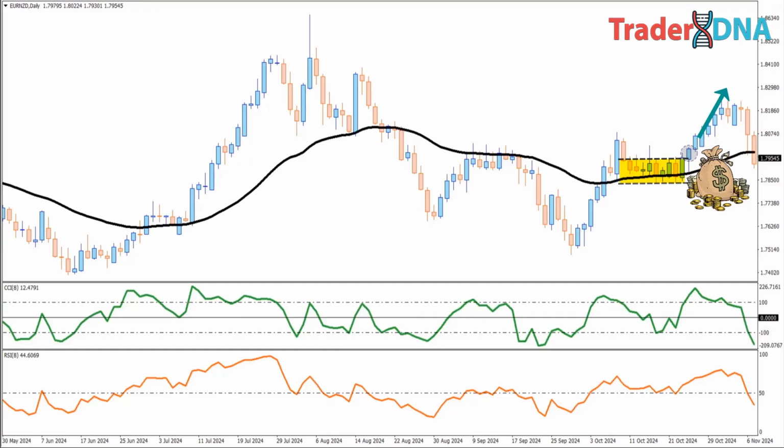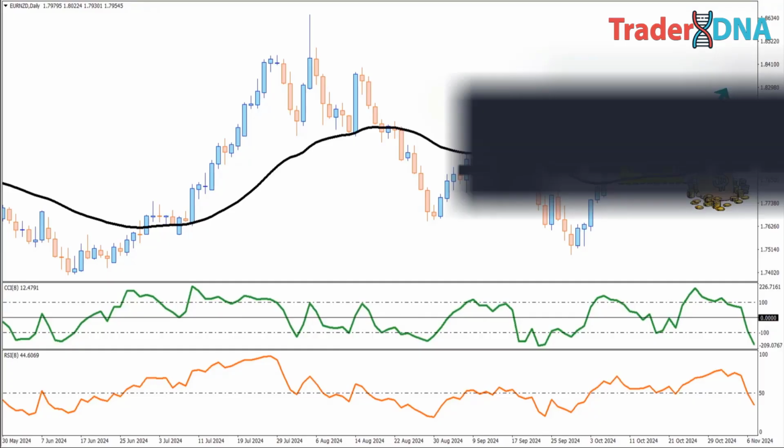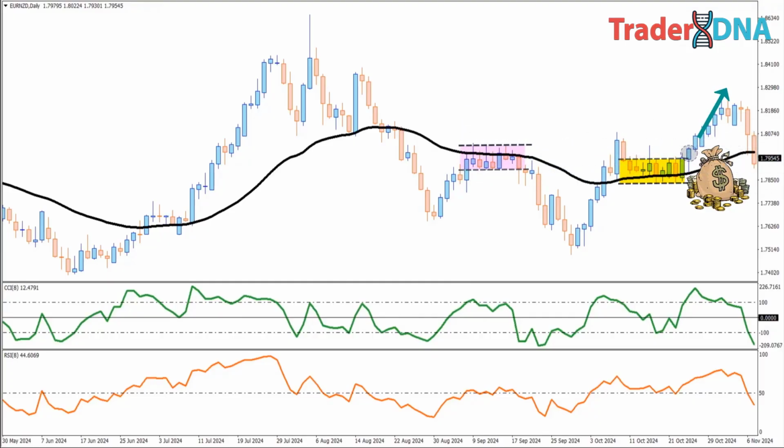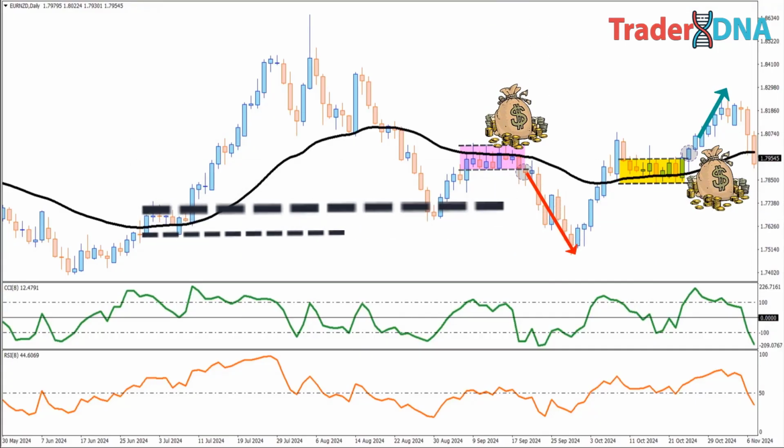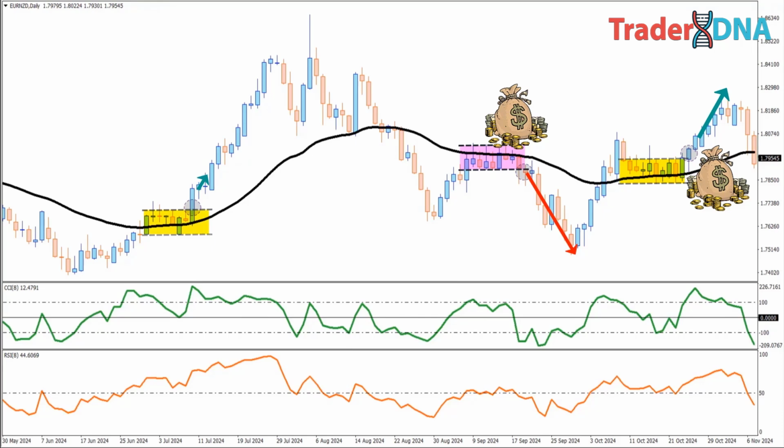Now, let's move to the left. Here, you'll notice the price consolidating again near this remarkable moving average line before breaking out downward, delivering yet another substantial profit. Further to the left, the same pattern emerges. A sideways movement, a breakout, and another significant profit that far outweighs the risk we placed with our stop loss.